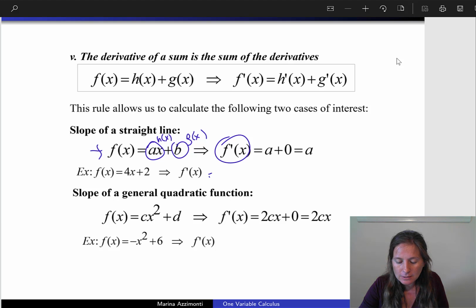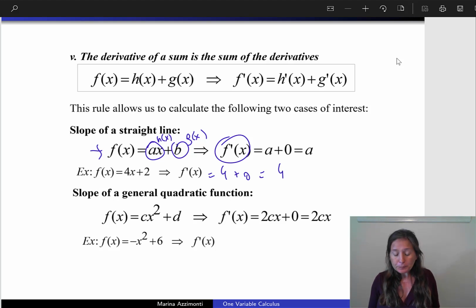So let's look at this example. If f of x is 4x plus 2, our h function is 4x, its derivative is just 4. Our g function is 2, its derivative is 0. So the slope of this function is simply 4.